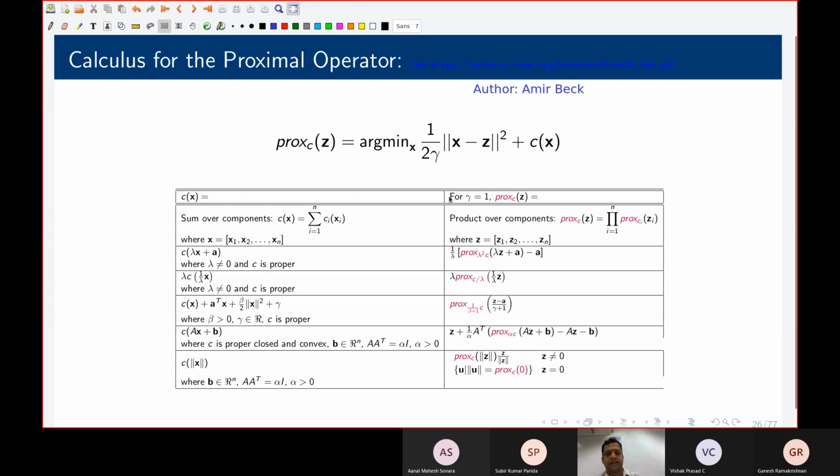Okay, so let's look at these more generic settings. If you have a sum of components, not just one C_i but multiple C_i's, but the C_i's are such that they operate on individual components of the vector X, this translates into a product over components. Sum translates into product. Product over the proximal operator transformation.